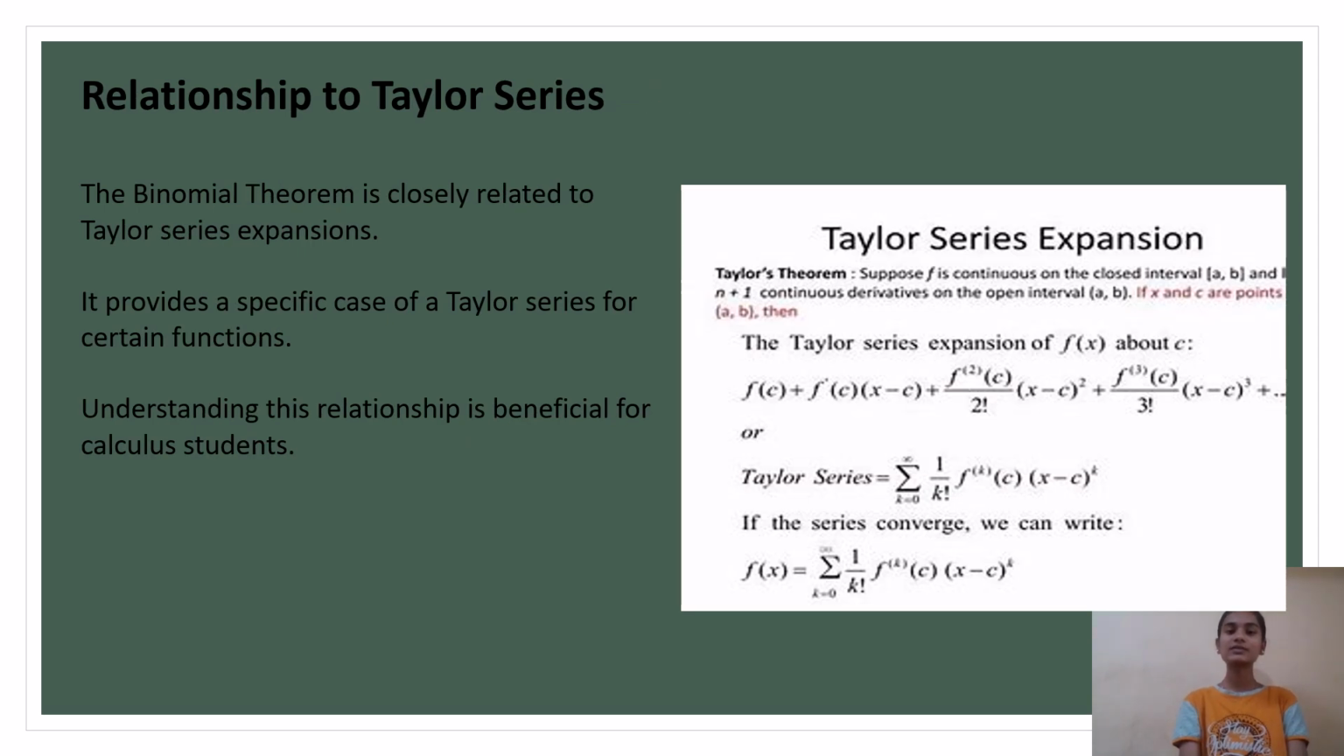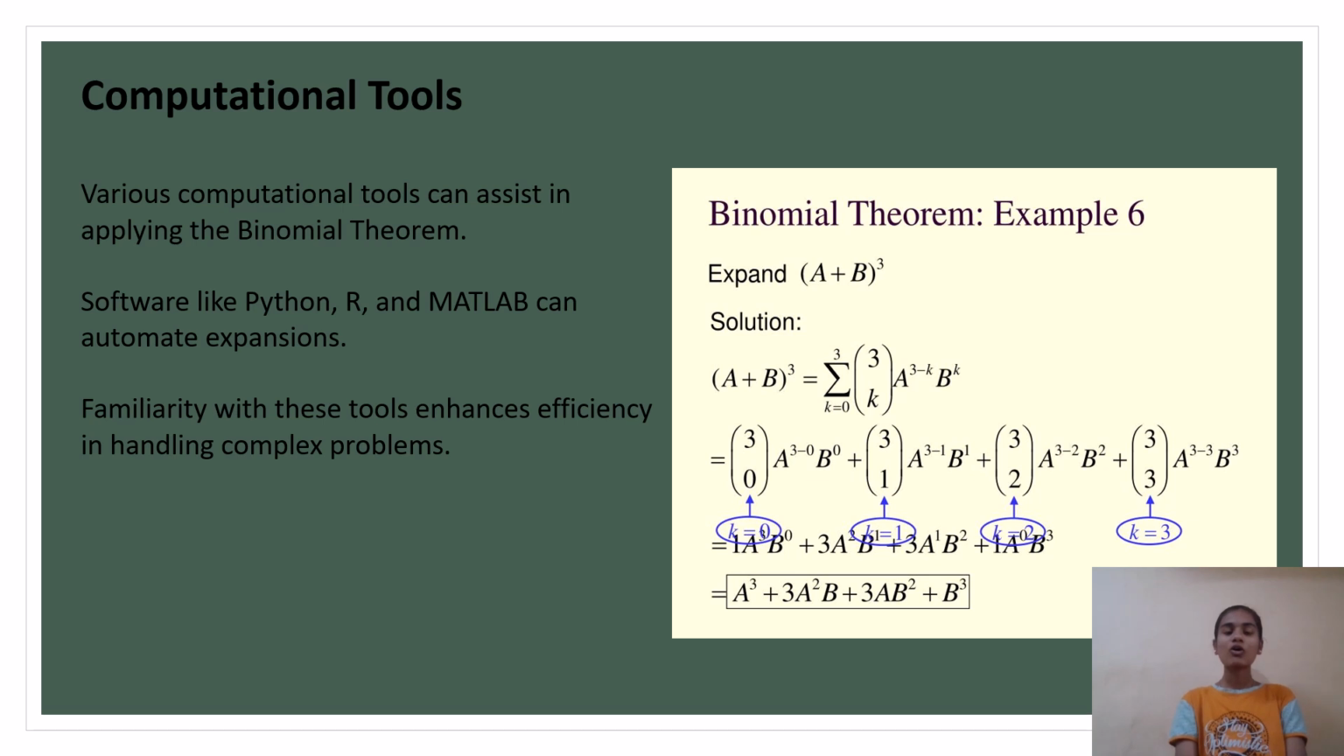Relationship to the Taylor series. The binomial theorem is closely related to the Taylor series expansion. It provides a specific case of the Taylor series for certain functions. Understanding this relationship is beneficial for calculus students. Computational tools. Various computational tools can assist in applying the binomial theorem. Software like Python, R, and MATLAB can automate expansion. Familiarity with these tools enhances efficiency in handling complex problems.